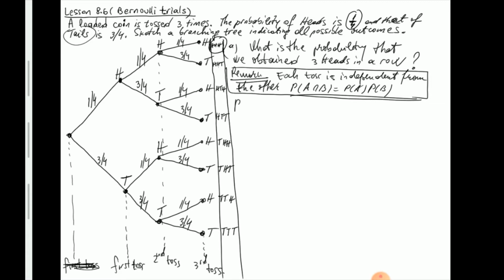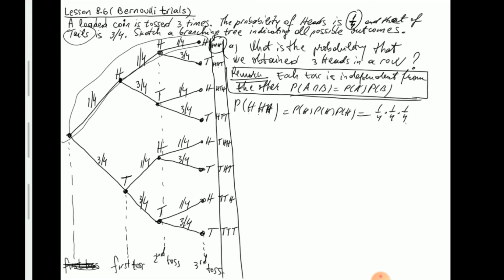And the probability of 3 heads in a row, again, it's like us saying the probability of heads first, heads second, heads third, but because the events are independent, the probability of 3 heads in a row is simply the product of the probabilities. 1/4 times 1/4 times 1/4. So because these are independent, when you compute the probability of one of these outcomes, that means you multiply the probabilities of each branch, right? Because again, each toss is independent from the other.